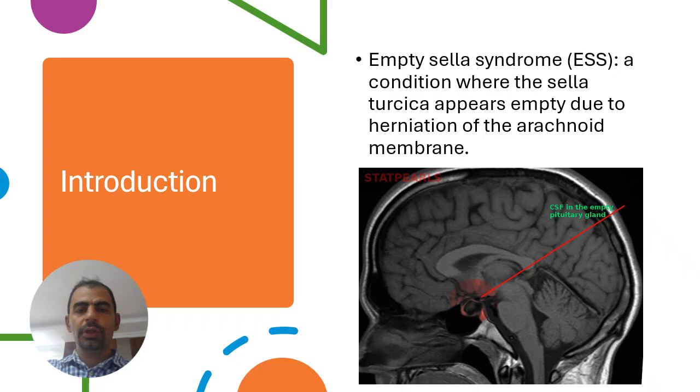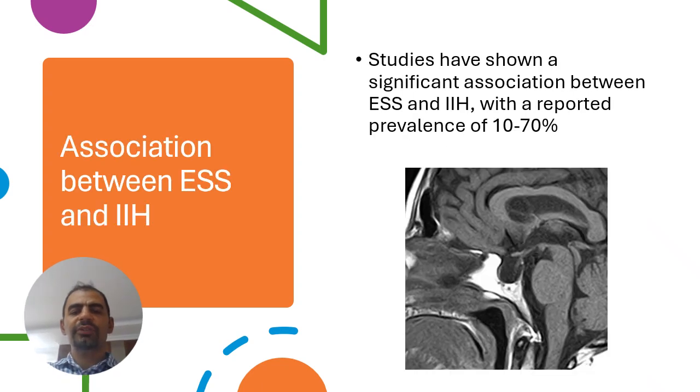So the empty sella syndrome, or the ESS, is a condition in which the sella turcica appears empty due to herniation of the arachnoid membranes, like this part. Studies have shown a significant association between the ESS and IIH, with reported prevalence of 10 to 70%. But notice that it's not 100%. So many of the patients with empty sella syndrome do not necessarily have an IIH.